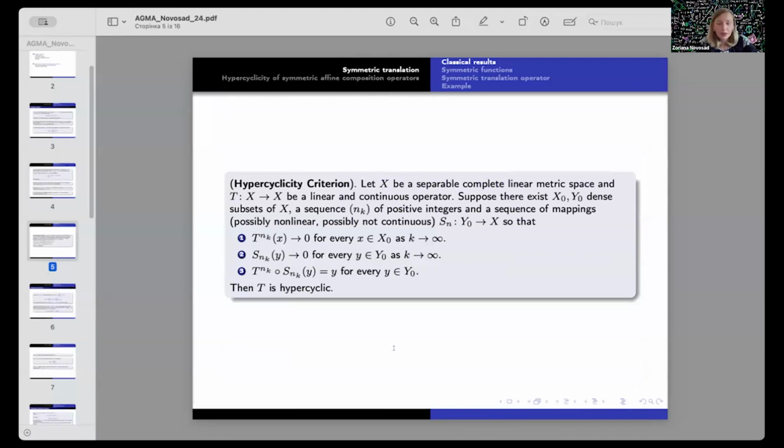I want to recall the classical result in the theory of hypercyclic operators. This is the hypercyclicity criterion. Let X be a separable complete linear metric space, and T from X to X a linear and continuous operator. Suppose there exist X0, Y0 dense subsets of X, a sequence n_k of positive integers, and a sequence of mappings, possibly non-linear and possibly not continuous, so that the following conditions are fulfilled. Then the operator T is hypercyclic. But I didn't use this criterion for proving my result.